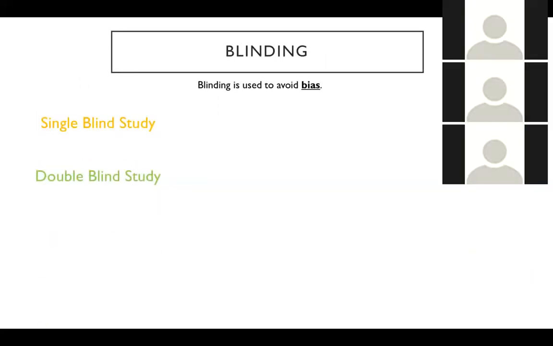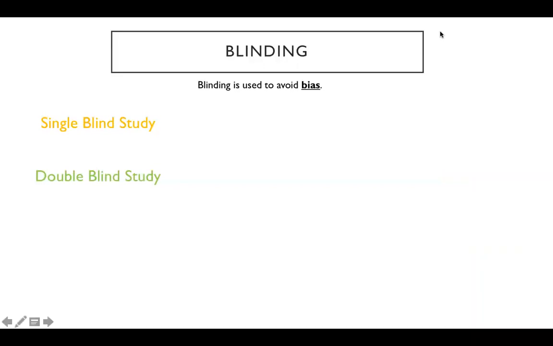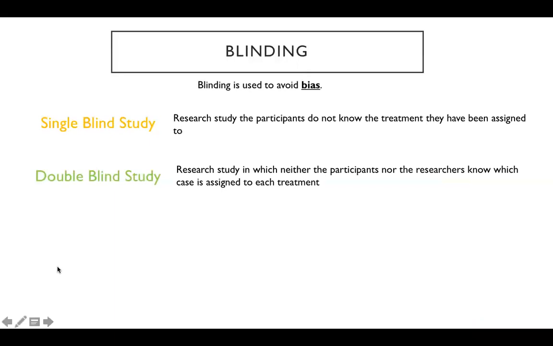All right, so moving on to blinding. Blinding is used to avoid bias. So we have two types of blinding that we can use: a single blind study or a double blind study. A single blind study is a study in which the participants do not know the treatment they have been assigned to, but the researchers do. While in a double blind study, neither the participants nor the researchers know which case is assigned to each treatment. So in both studies, the participants do not know which treatment they're given, but the difference is whether the researchers know which case is assigned to each treatment.